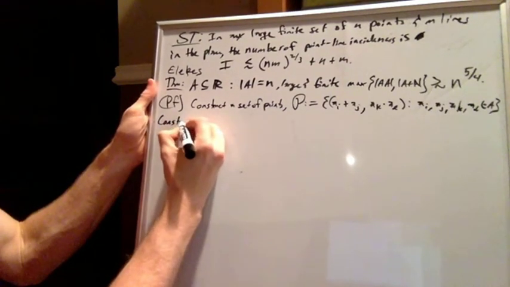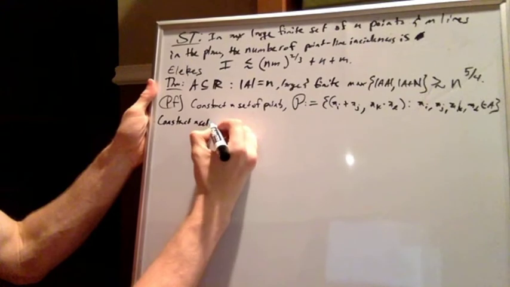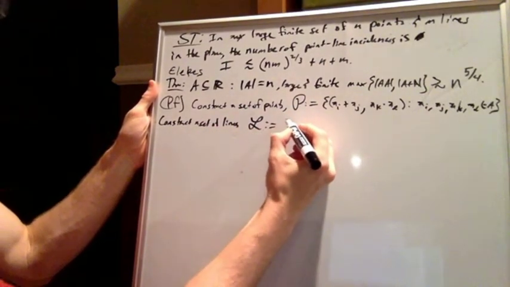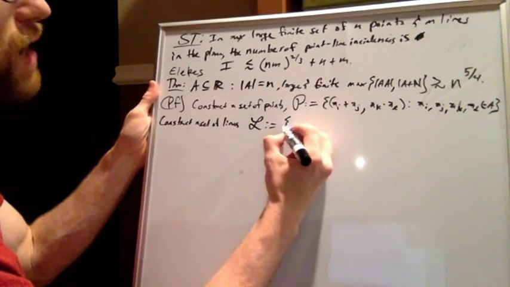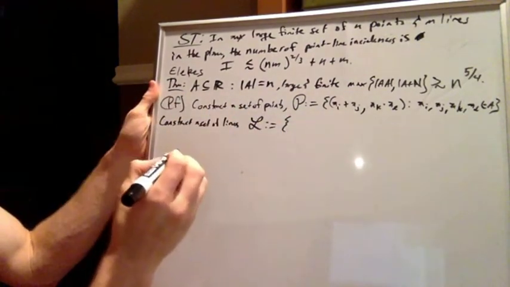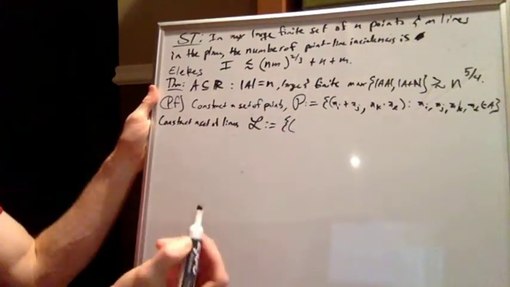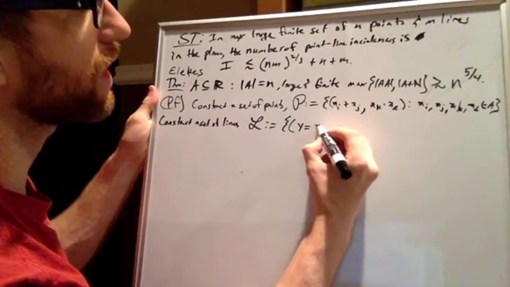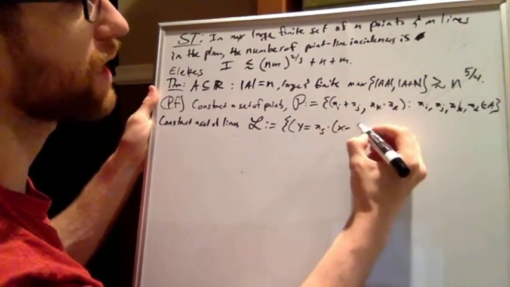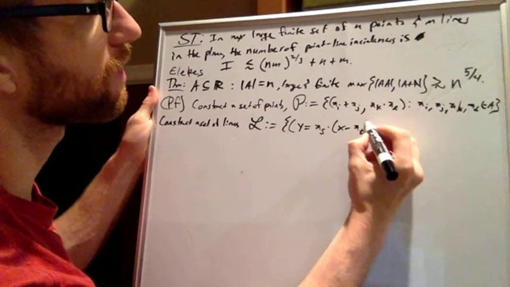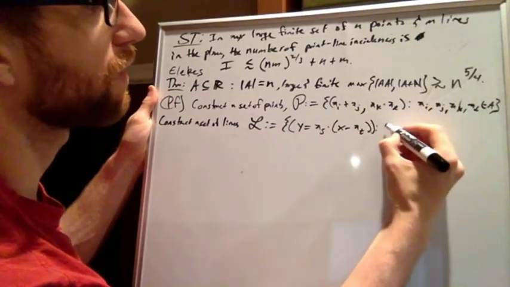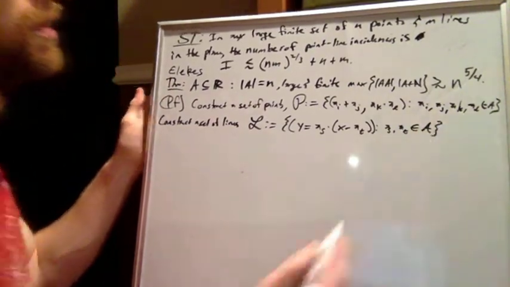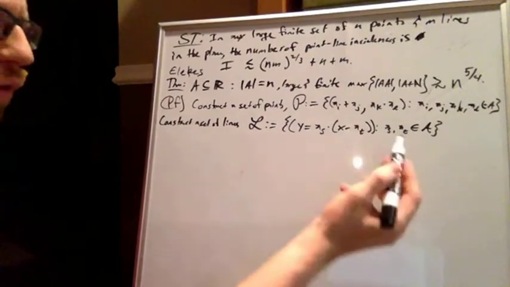we're going to construct a set of lines, and I'm going to call it script L. And the set of lines is going to be the graphs of these linear equations, which are y equals a_s times (x minus a_t), such that a_s and a_t are elements of A. So this is going to range through this whole family of lines.